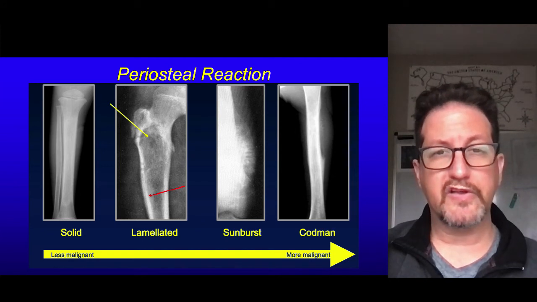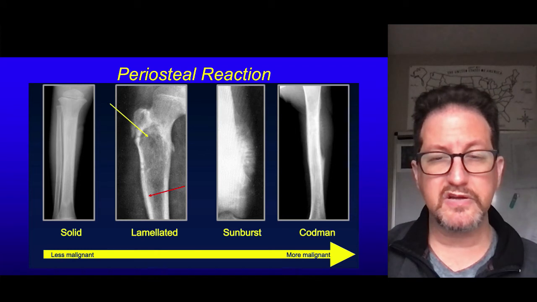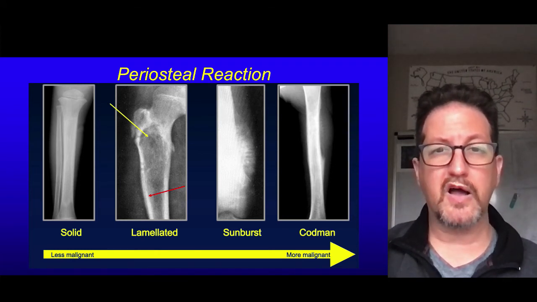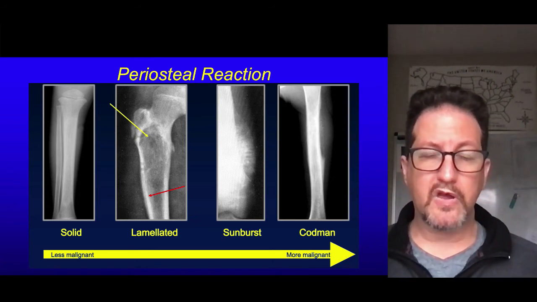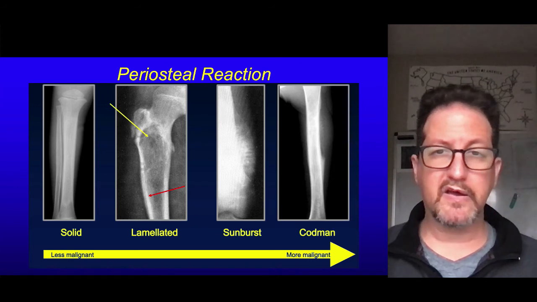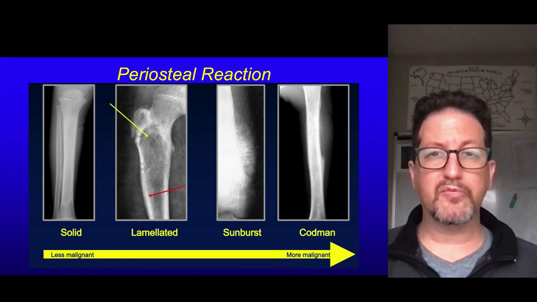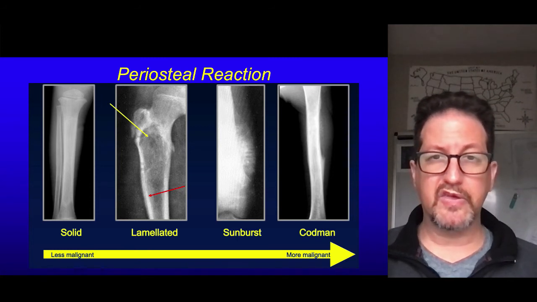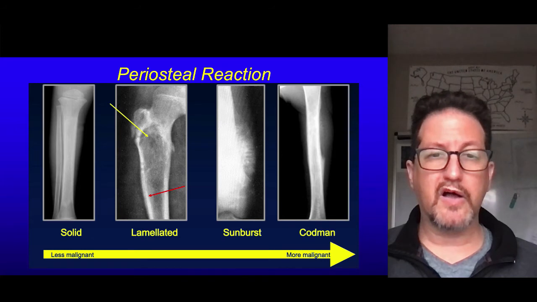Then, of course, there's that sunburst pattern that you can see, the spiculation of the periosteum, and the one on the far right is a Codman's angle. Some people call it a Codman's triangle, but I believe most people make a distinction to call this a Codman's angle, and it really depends upon whether or not there is bone filling in underneath the periosteum. You can call it whichever. I tend to call it Codman angle.